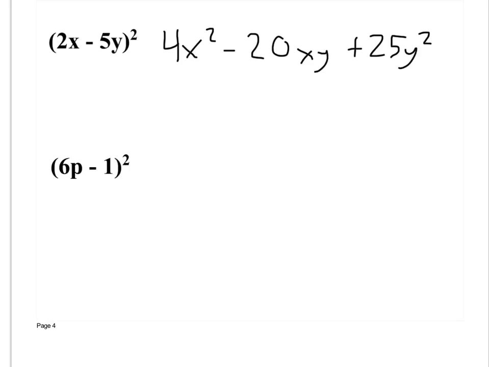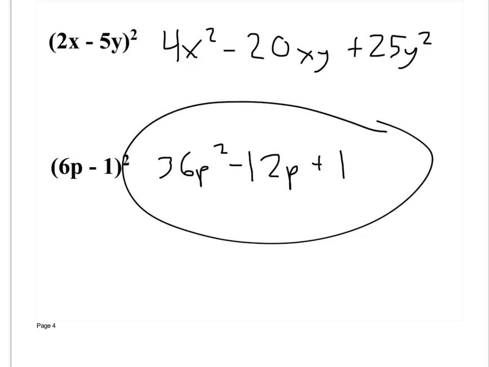Yeah. We have 2x minus 5y squared. So I'm going to take the first thing squared, minus 2 times the first thing times the second thing, and then I square the second thing. And that's my answer. 6p minus 1 squared. So I take the first thing squared, minus 2 times the first thing times the second thing, and then I do the second thing squared.